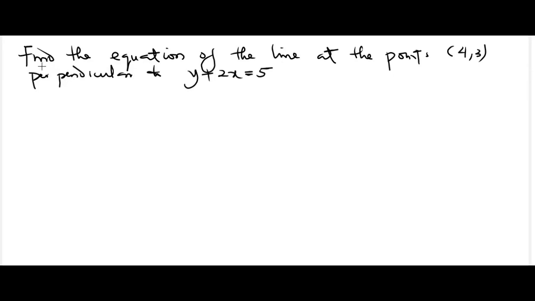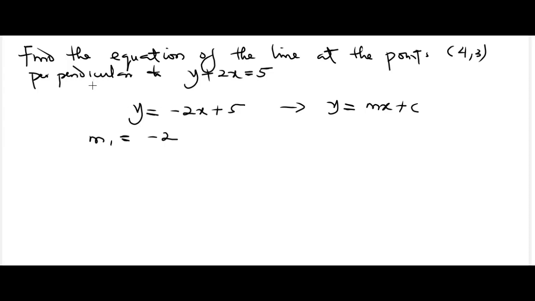So here, we are told to find the equation of the line at the point (4, 3) perpendicular to y + 2x = 5. So we need to find the slope of this line first. That will be y = -2x + 5. If you compare this with y = mx + c, you can see that the slope equals -2.